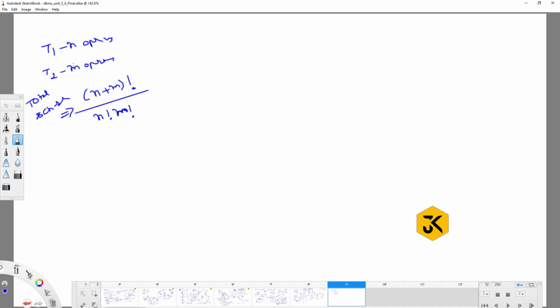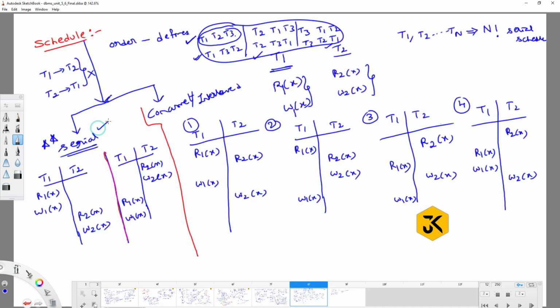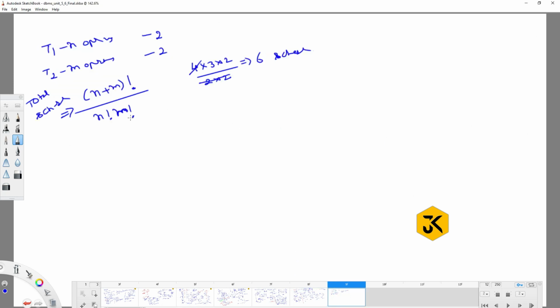Total schedules possible for the transactions T1 and T2 with n operations and m operations is (n plus m) factorial by n factorial into m factorial. If you want, you can check with the earlier one, right? Earlier we had two operations, here also two operations. So 2 plus 2, 4 factorial, 4 into 3 into 2 by 2 factorial into 2 factorial. So total 6 schedules are possible, right? If you observe clearly, serial schedules are 2, concurrent or interleaved schedules are 4. Total 6 schedules are possible, right?